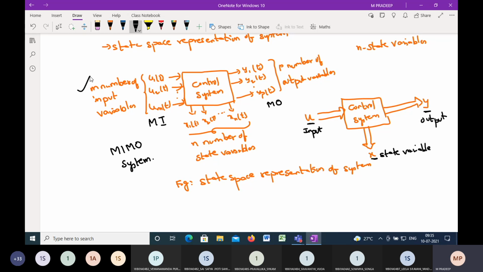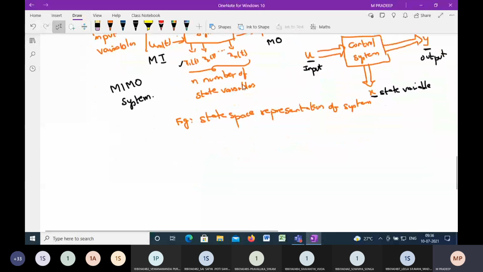In this case, we are going to call x1 of t to xn of t my state variables, u1 of t to um of t my input variables, and y1 of t to yp of t my output variables. So with the help of this, the total variables which we are going to consider, we are going to represent as a matrix.